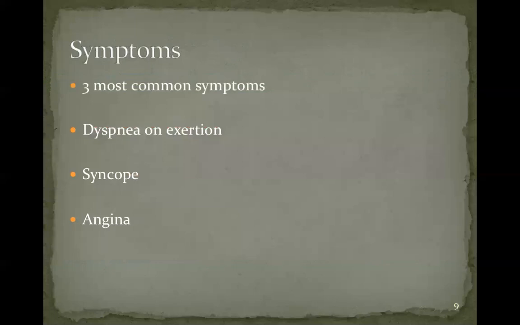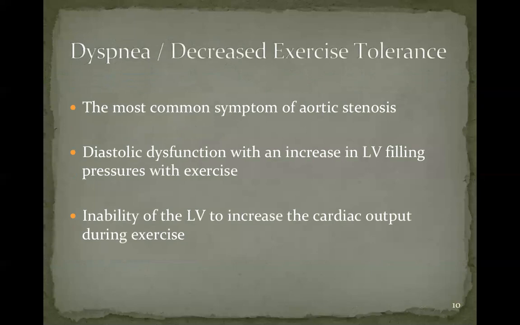So when we talk about aortic stenosis, there are 3 symptoms that are most common. The 3 most common symptoms are dyspnea on exertion, syncope, and angina. The most common symptom of aortic stenosis is dyspnea and decreased exercise tolerance. This is likely due to diastolic dysfunction that causes an increase in LV filling pressures with exercise, and also an inability of the LV to increase the cardiac output during exercise.